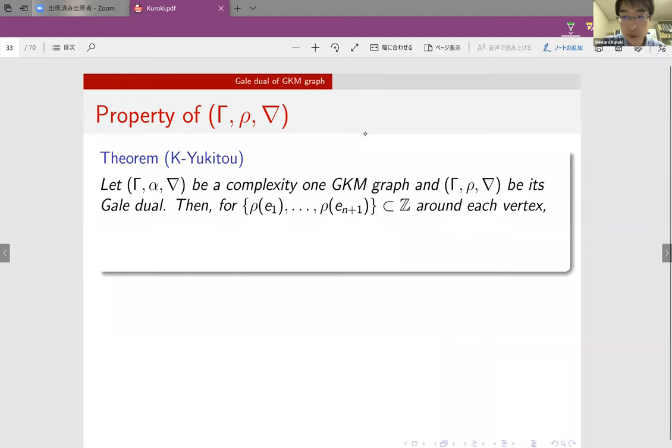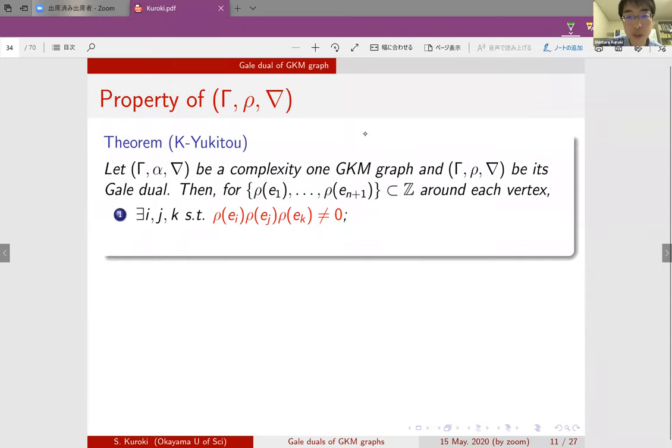Okay. So this is a theorem which I found with Yukito. Let (Γ, α, ∇) be a complexity one GKM graph, and (Γ, ρ, ∇) be its Gale dual. Then we can take its Gale dual by the configuration of the integers. Then these integers satisfy the following two conditions. The first one corresponds to the pairwise linear independence of the GKM graph. There are three edges which satisfy these conditions. This means that the Gale duals of these three edges are not zero.